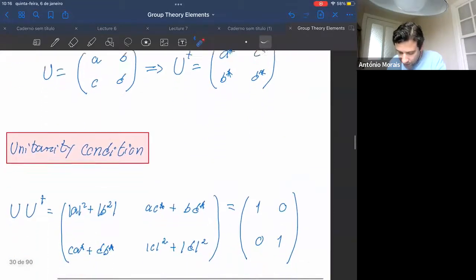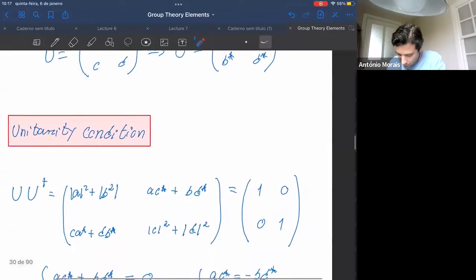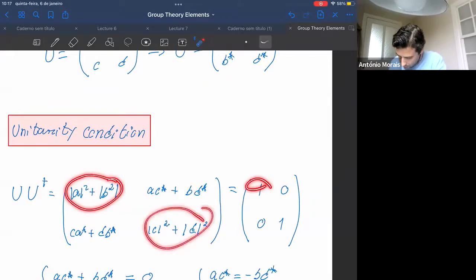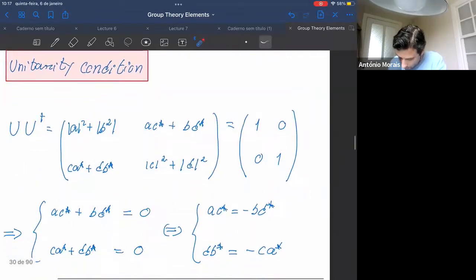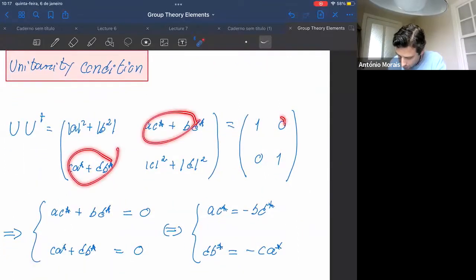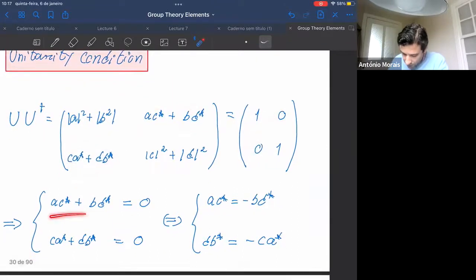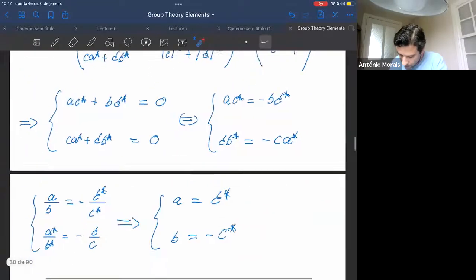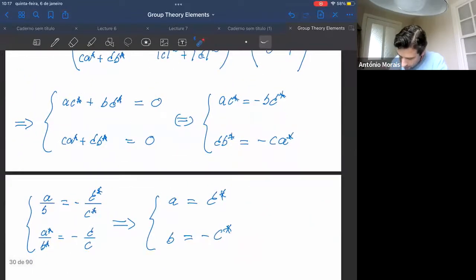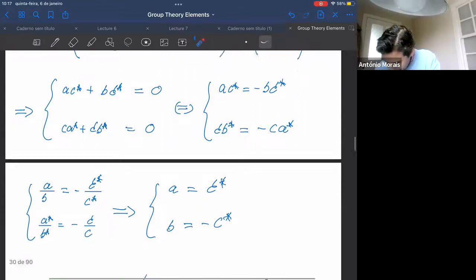The unitarity condition gives you the following equation that you can see. Now we equate these things. The diagonal terms are going to be 1, and the off-diagonal ones need to be 0. So when you pick the off-diagonal conditions here, you can rearrange these terms and conclude that A has to be equal to D star and B has to be equal to minus C star. So this is one of the possible arrangements here.